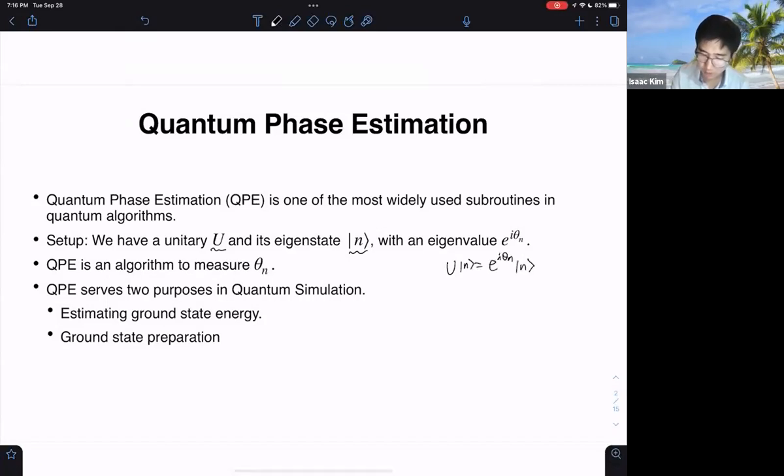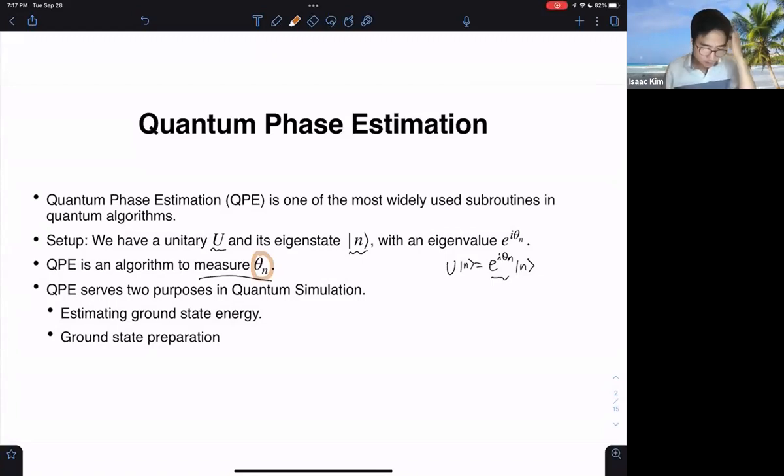Well, actually, you don't need to know what its eigenvalue is, but without loss of generality, let's say its eigenvalue is e^{iθ_n}. And without loss of generality, the eigenvalues of the unitaries must be an exponential of i times a phase. So you're not losing any generality. And quantum phase estimation is an algorithm to measure this value, θ_n. That's what it does.